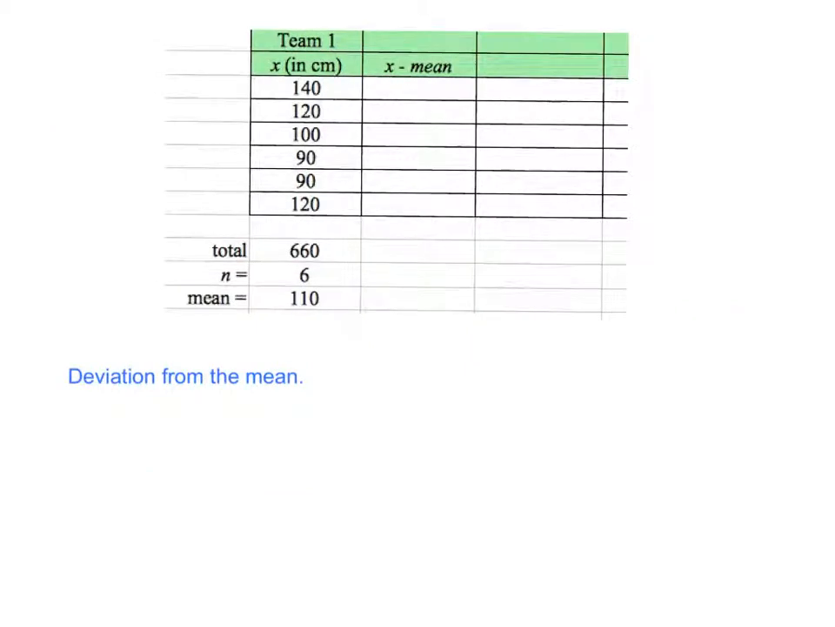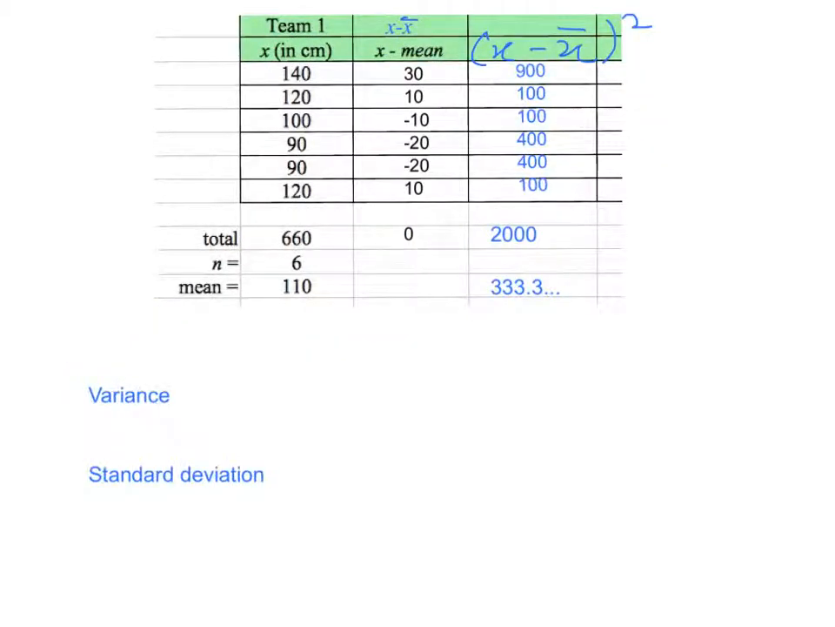One measure is called deviation from the mean. Basically, what we have is the data minus x bar. That x bar here represents the mean. So for the first data, 140 minus 110, I get 30. And then 120 minus 110, I get 10. And then 100 minus 110, that is minus 10. And then I use the same process to fill up the column. So here, I fill up the column.